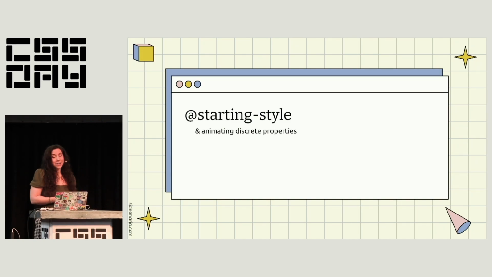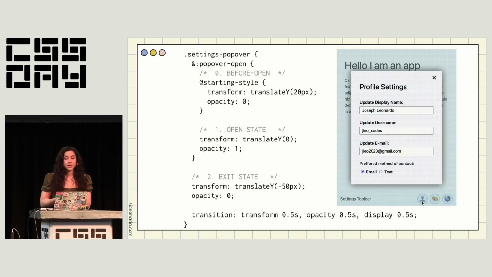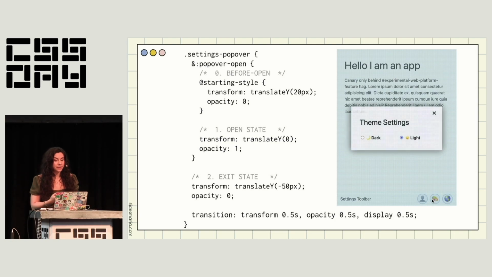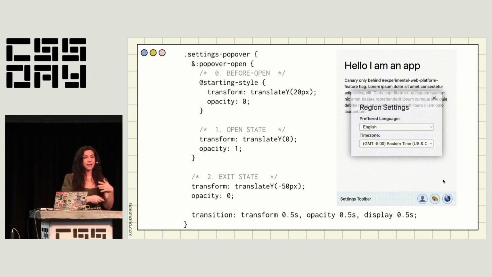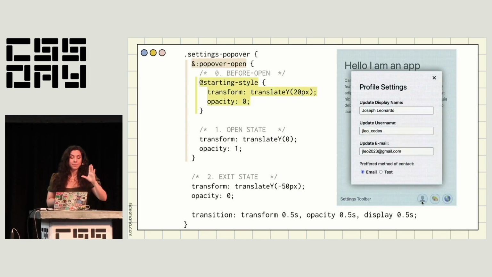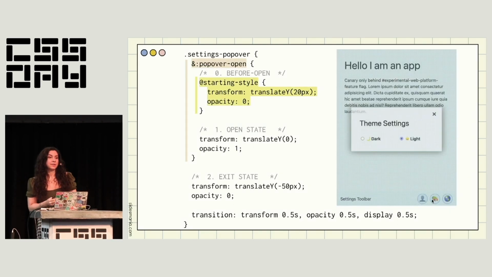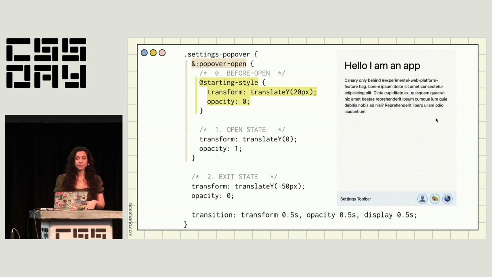And to make all of this look fluid and beautiful, we'll need the ability to animate discrete properties. We also have a new @rule called starting style to help you do that, or at least to help you animate in. So an example of how to use that is this settings UI, where to animate in, we'll first want to have this settings popover and set the popover open state. So that is a state where we're styling when the popover is open.